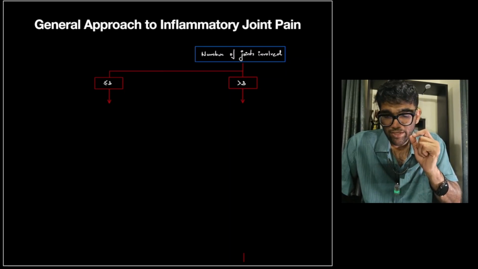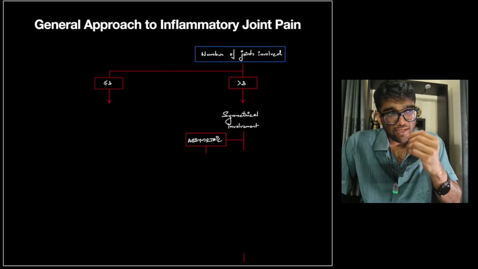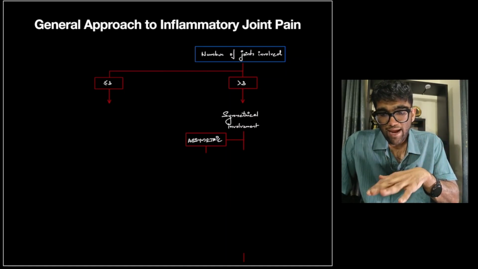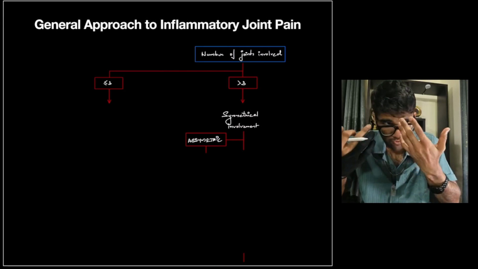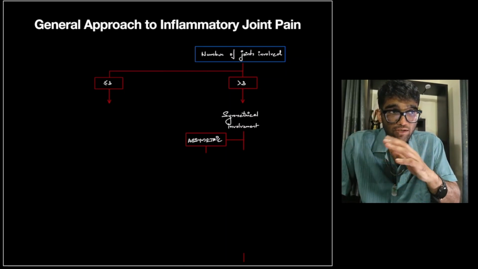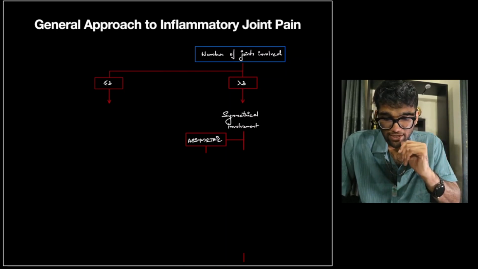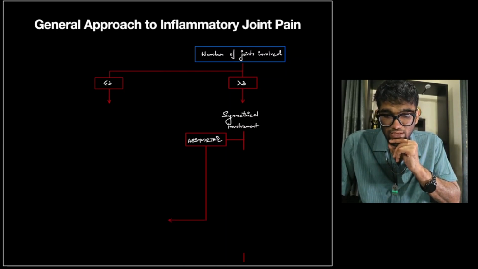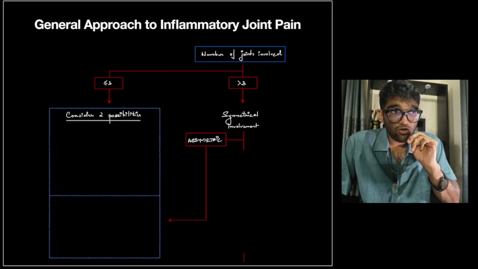There's a slight nuance there, so we'll get to that in a while. Now, if there are less than or equal to 3 joints affected, and/or there is asymmetry in involvement, that is, if you draw a line from the center of the body, the distribution of joint involvement is not symmetric on either side, then we consider these possibilities. One is chronic infections.